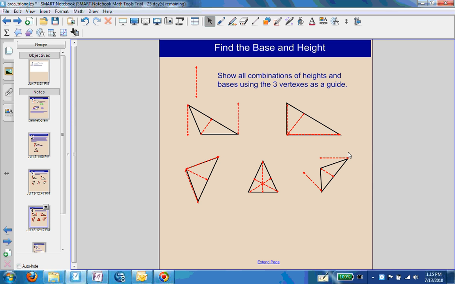And then lastly, I have an example of an obtuse triangle. And on the obtuse triangle, this vertex is coming across to this side right here, and they're perpendicular. This side and this vertex is coming across to its opposite side. And then this last vertex is coming across to this side right here, which is perpendicular.